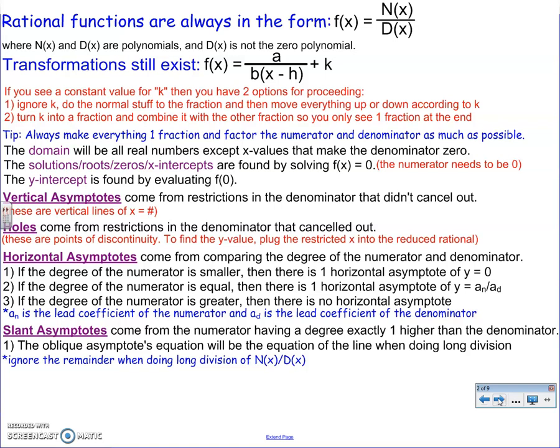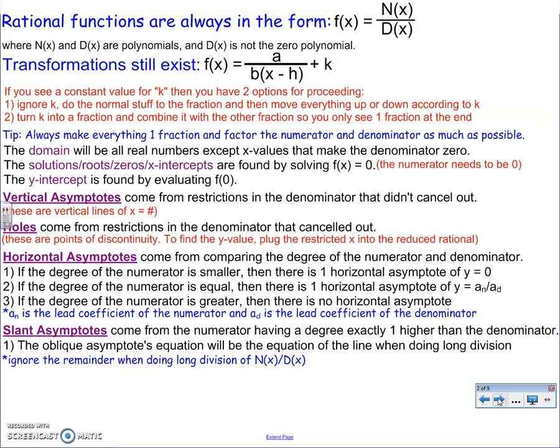Now there's going to be a lot of stuff on here. You have to go over everything. But one tip I have is to always make everything one fraction, and factor the numerator and denominator as much as possible. Our domain will always be all real numbers except for the x values that make the denominator 0, which we've been practicing. The solutions, roots, zeros, or x-intercepts are found by solving f of x equals 0.